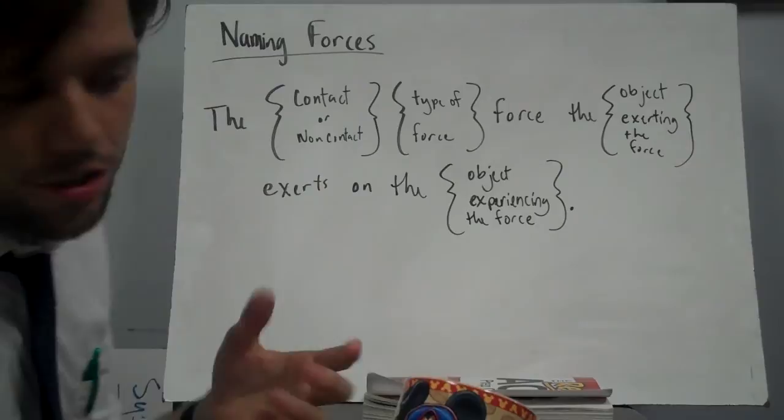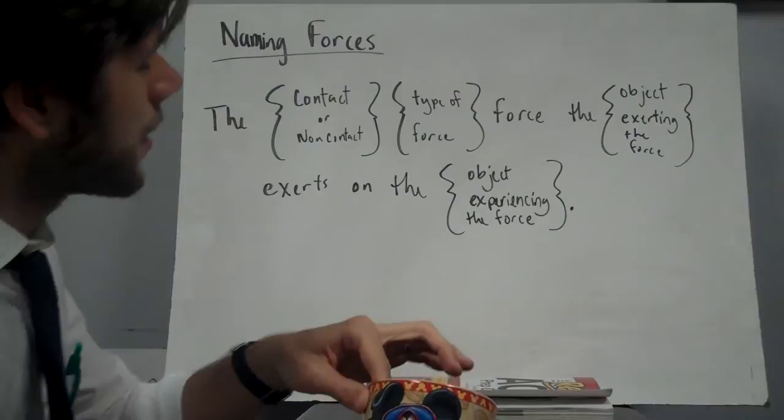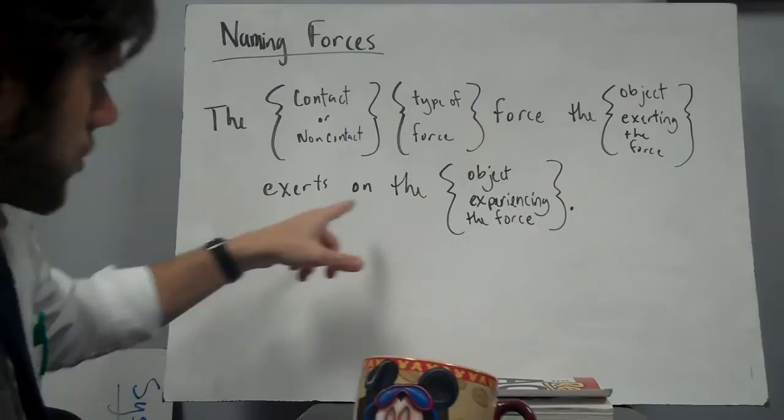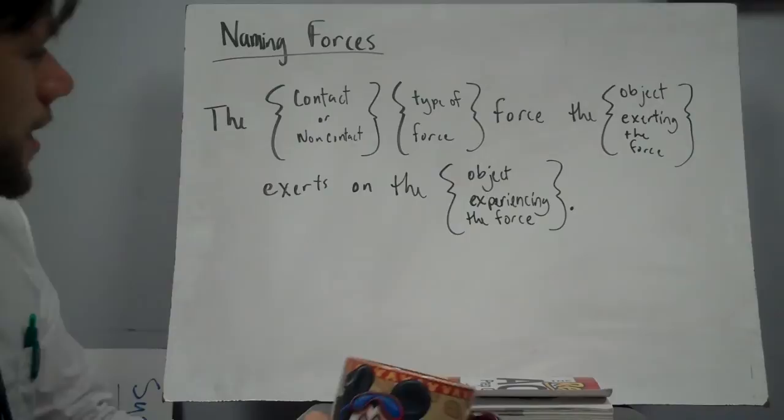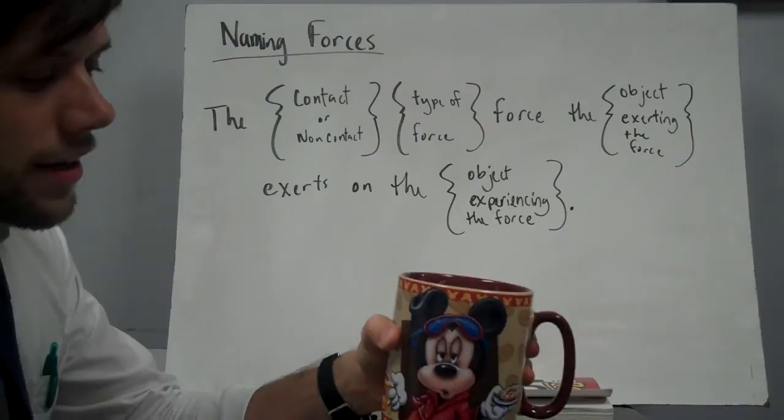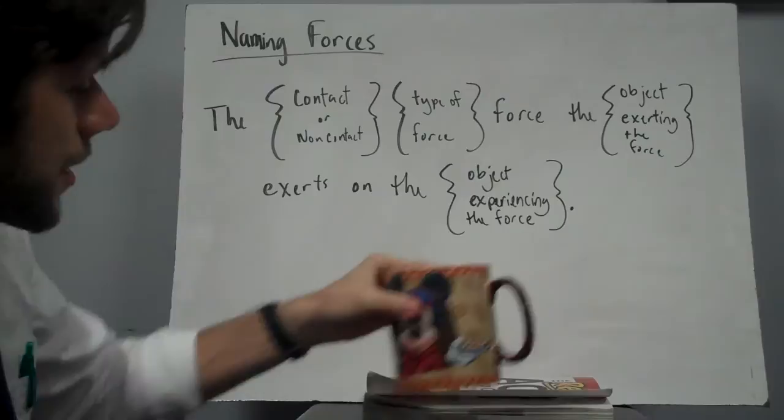The Earth supplies the force of gravity. Therefore, I would say the non-contact gravitational force the Earth exerts on the object experiencing the force, that'd be the mug, and so the full statement would read, the non-contact gravitational force the Earth exerts on the mug. And that would help me identify what force is on this mug. We'll practice that much more and in much more detail tomorrow.